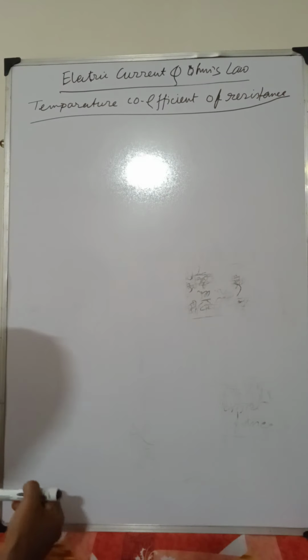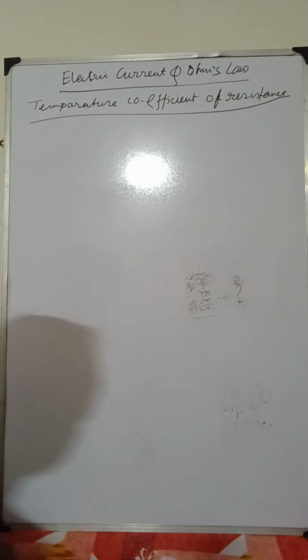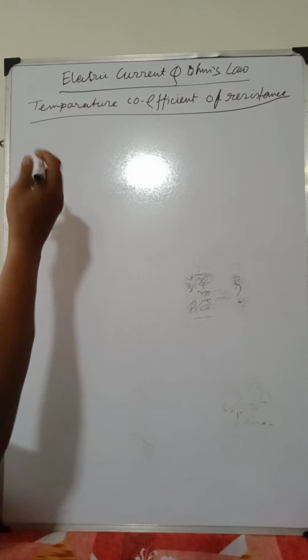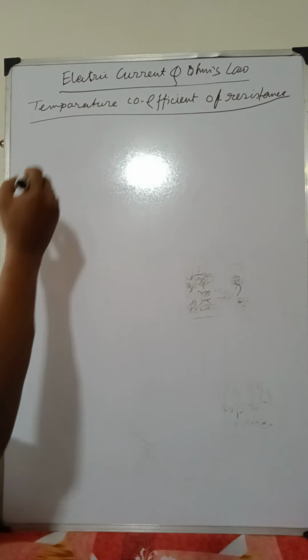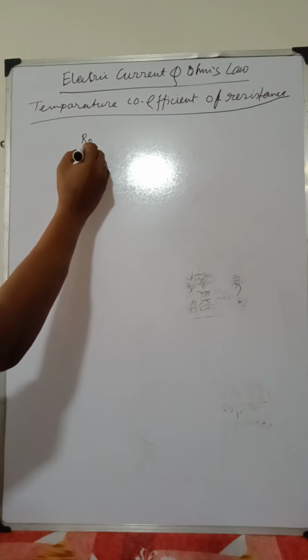If the temperature of a conductor or of a wire increases, then the collision probability increases, because the velocity of the electron increases, the kinetic energy of the electron increases, so the collision probability increases, so resistance actually increases. Suppose at 0 degree centigrade, resistance is R0. At any temperature T, resistance is RT.